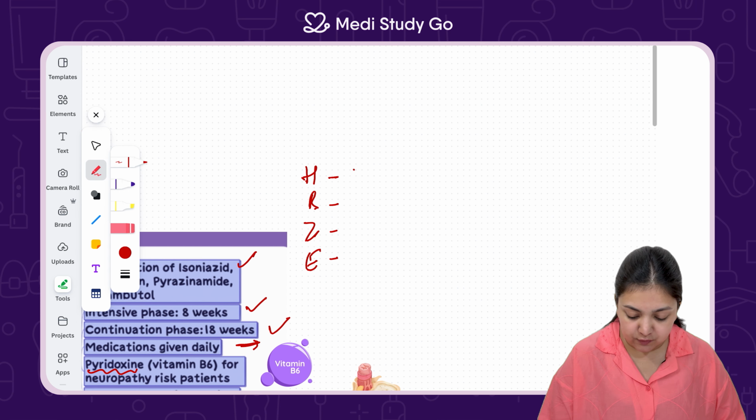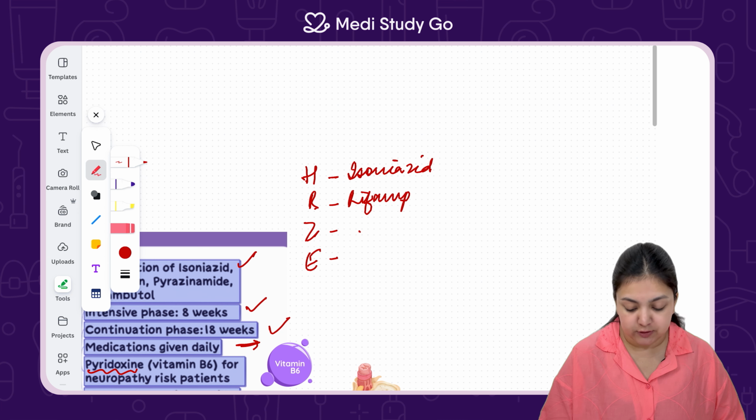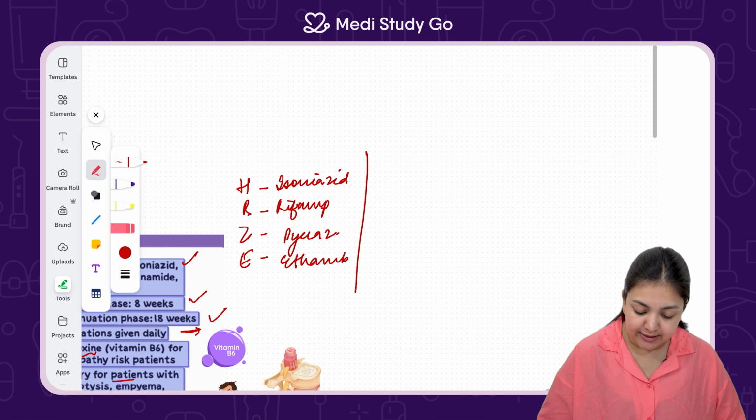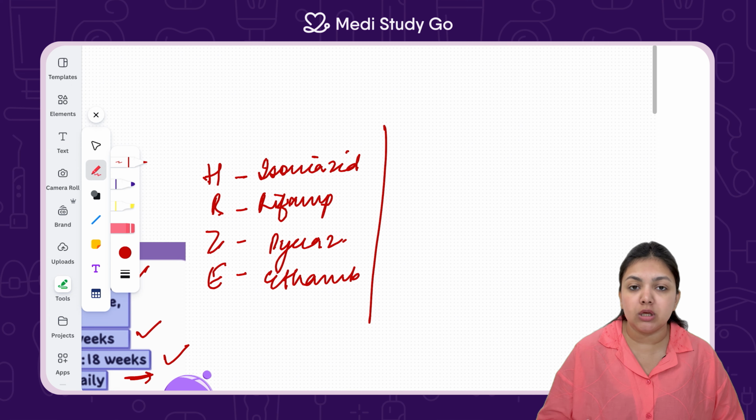So H stands for isoniazid, R stands for rifampicin, Z stands for pyrazinamide, and E stands for ethambutol. Talking about the specific side effect of each drug, which we need to keep in mind when we are prescribing these drugs, because the treatment is long-term and follow-up is required.